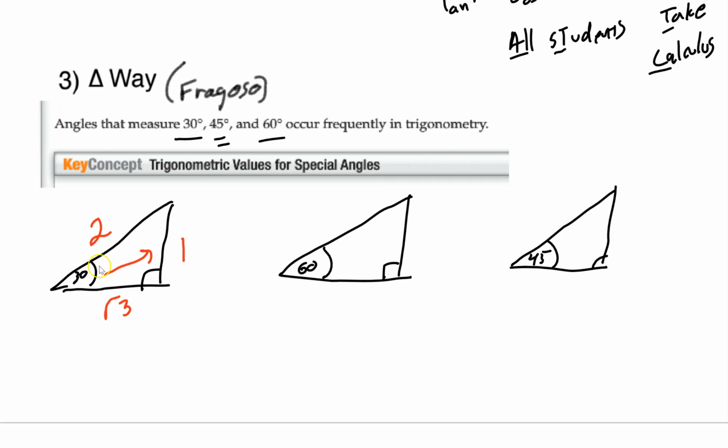But the key for me here, guys, is 30. Understand that 30 is small, right? So it gets the 1. Opposite 30 is 1. 60 is big, on the other hand. It's a big number. So 60 gets the rad 3. Hypotenuse is 2, and the adjacent side is 1. How about 45, 45, 90? Well, if you remember, it's a 45, 45, 90 triangle. These are isosceles. So it's like 1 and 1. And the hypotenuse is radical 2. Again, this is straight from geometry. If you remember that, you're going to be good.